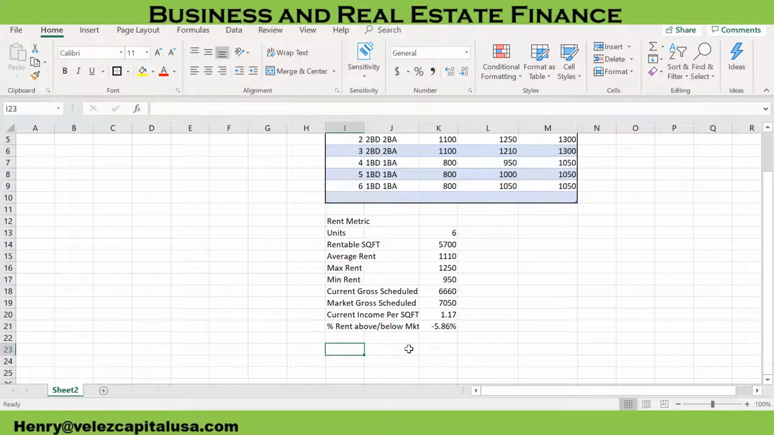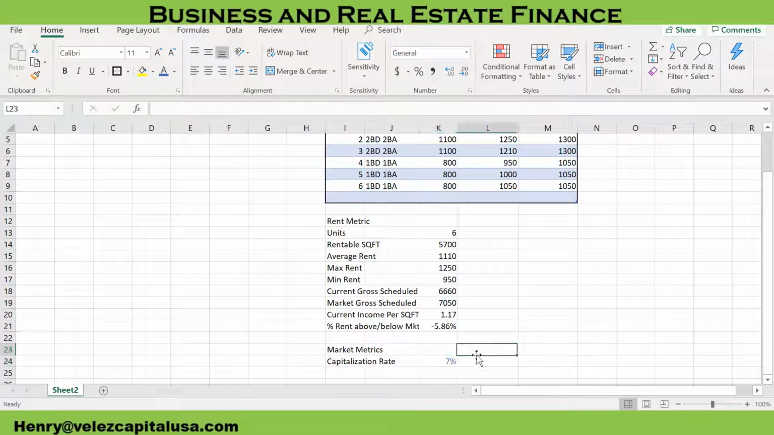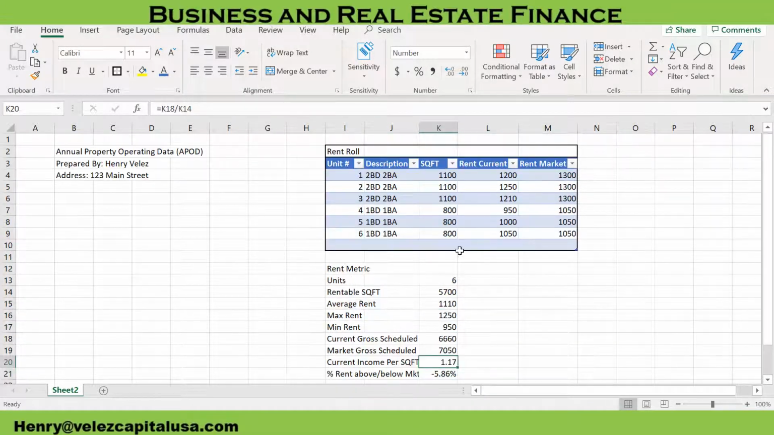So let's do some market metrics. Capitalization rate. You should know what that is. If you don't, I'll make a video on that as well. And we'll put that as 7%. And we're going to make this blue so that people know that it's editable in the Excel file. Everything else, this is all driven off the table, okay?